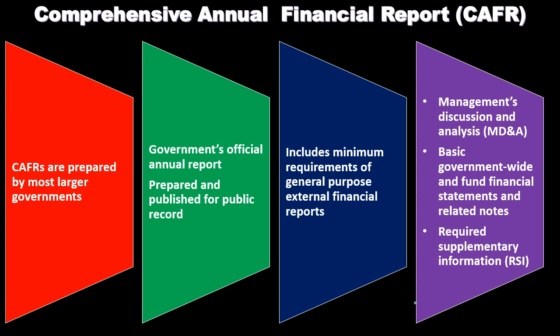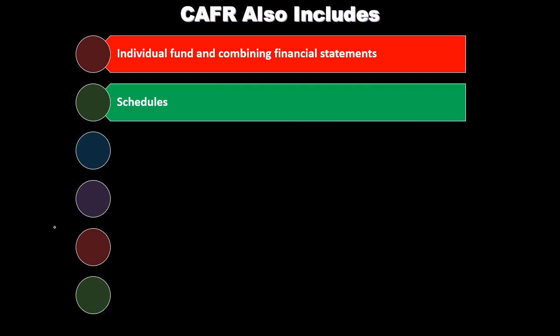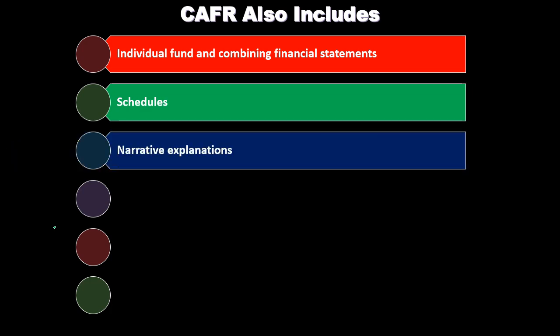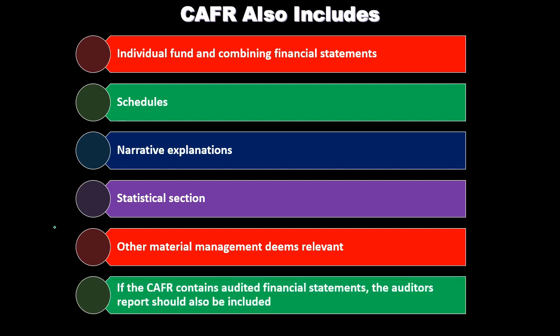The Comprehensive Annual Financial Reports, the CAFRs, will go above and beyond the minimum requirements, also including the individual fund and combining financial statements, schedules, narrative explanations, statistical section, and other material management deems relevant. And if the CAFR contains audited financial statements, the auditor's report should also be included. So if the government entity had a financial audit by an external auditor, then of course the audit report is included as well.